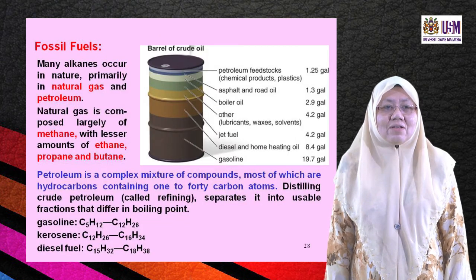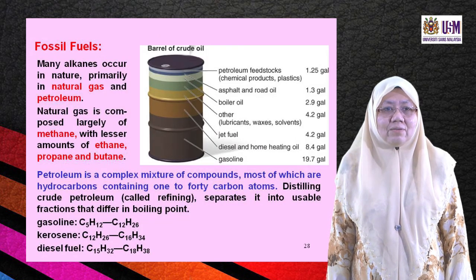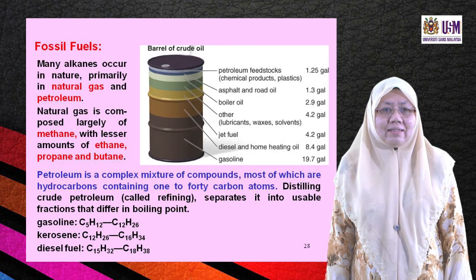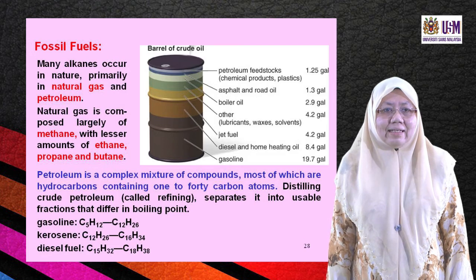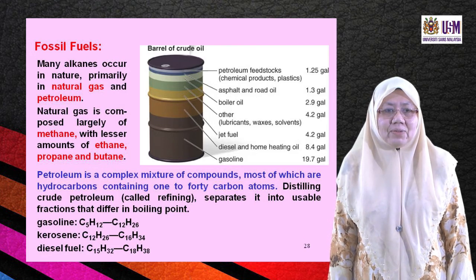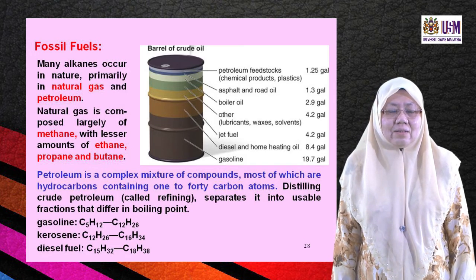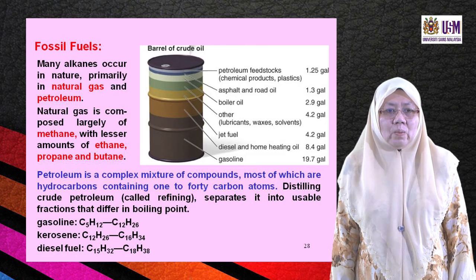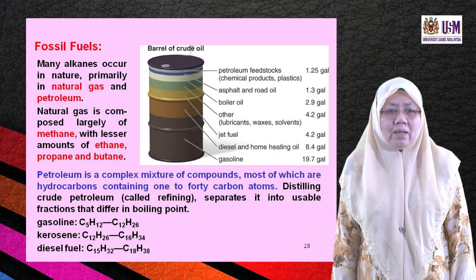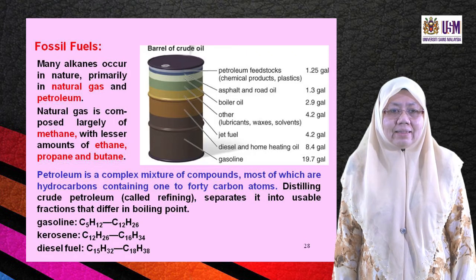The most common source of alkanes are fossil fuels. Many alkanes occur naturally in nature, primarily in natural gas and petroleum. Natural gas is composed largely of methane, with lesser amounts of ethane, propane, and butane.